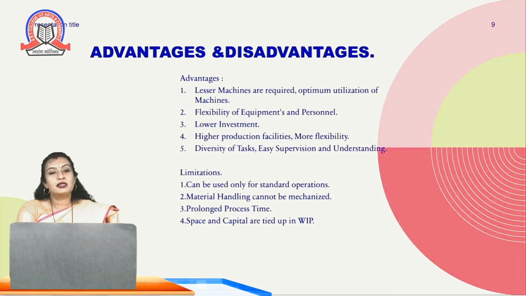However, there are certain disadvantages: only a few standard operations can be done in this type of layout. In material handling, you cannot use hi-fi material handling systems or machineries. The process time is a little higher. And in this layout, space and capital investment are high, and work in progress is also more. So these are the disadvantages of this system.